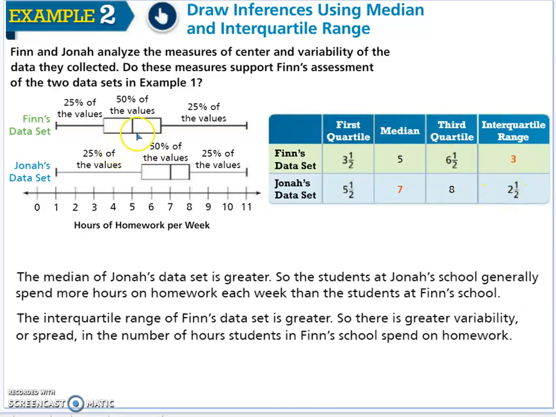Okay. So the first thing we notice is Jonah's data set has a higher median. Okay, means they spend more hours on homework each week. The IQR for Finn's data set is greater. So basically we're doing the same question, except now we're naming what that variability or what that spread is. Okay, the difference between the box. It's called the IQR. Okay, so that's what we're doing in this part.